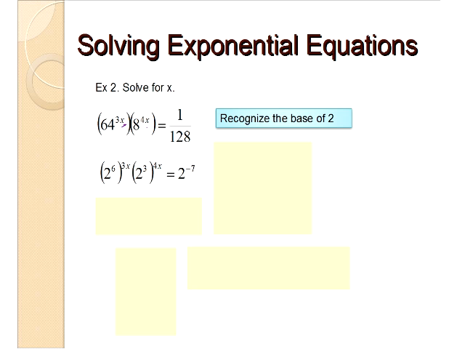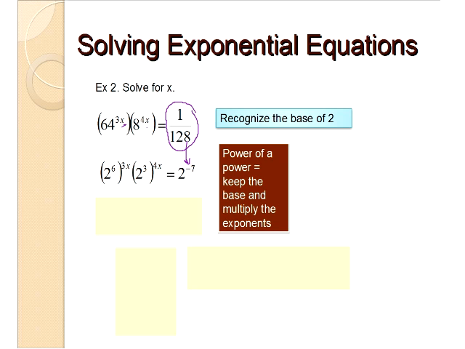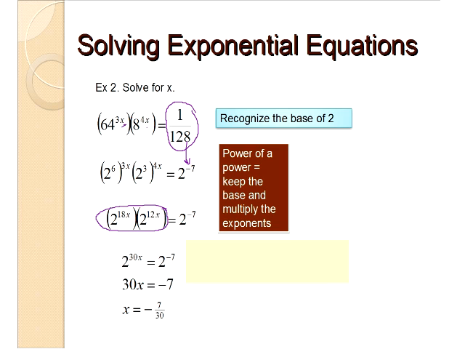And here I have 1 over 128, so I want to flip that, which means I'm going to put the negative in the exponent. Of course, now what I have is the power of a power. So I'm going to keep the base and multiply those exponents. Now I have multiplying powers of the same base. So I'm going to keep the base and add those exponents.